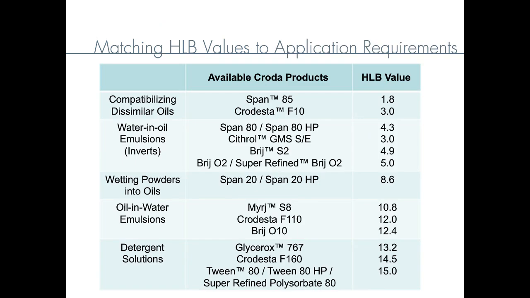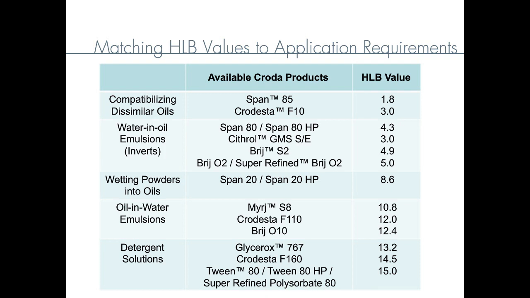SPAN 85 and Crodesta F10 can be used for compatibilizing dissimilar oils. For water in oil emulsions, we offer SPAN 80, Cithrol GMS, Brij S2, and Brij O2. SPAN 20 can be used for wetting powders into oils. For oil in water emulsions, our products in the HLB range of 9 to 12 include Brij S8, Crodesta F110, and Brij O10. Our Glycerox 767, Crodesta F160, and Tween 80 are in the HLB range for detergent solutions. These are some examples if you are planning on only using one surfactant.